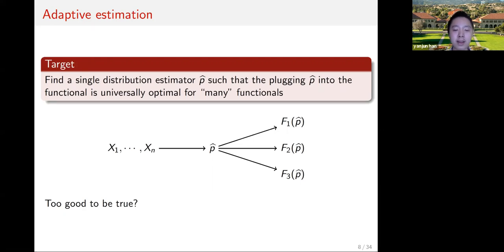And the second reason is that even for the estimation of a single functional, typically the estimation approach is very complicated. So it might seem impossible that such an easy plugin approach will do the job universally for many functionals. The surprising answer is actually no. What's even more surprising is that there actually exists more than one adaptive approach to do so.